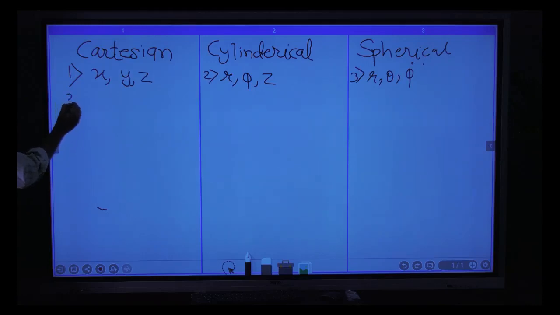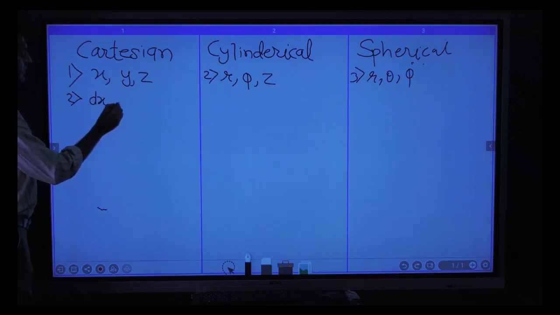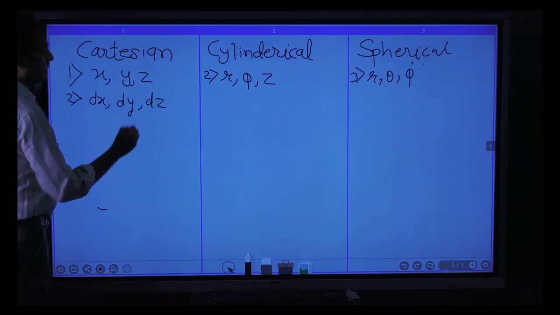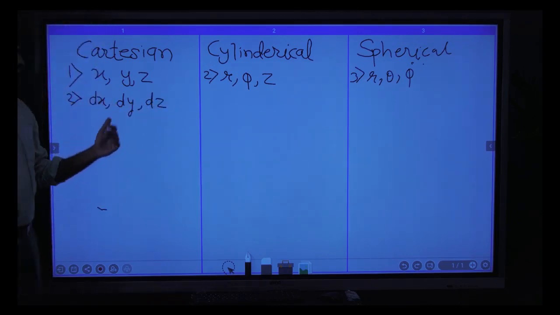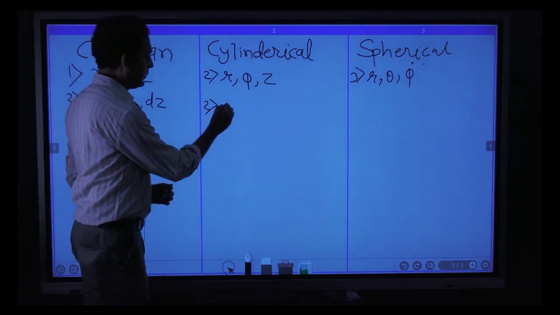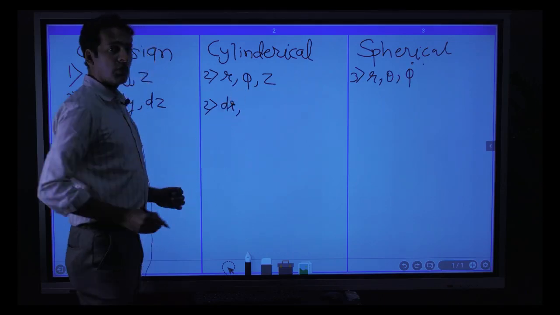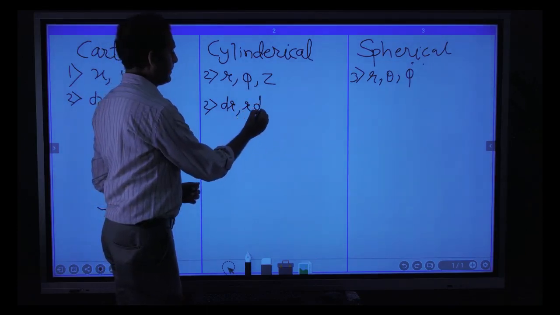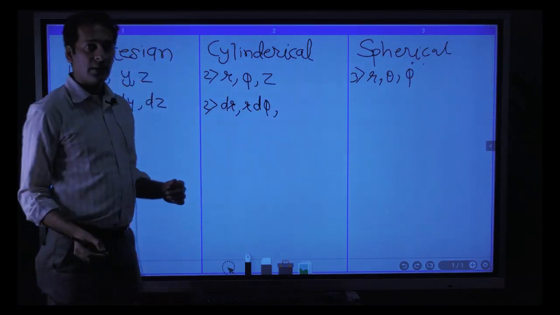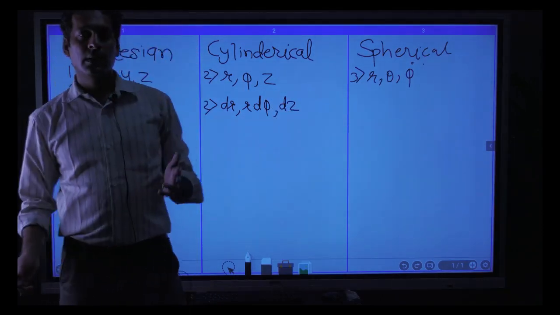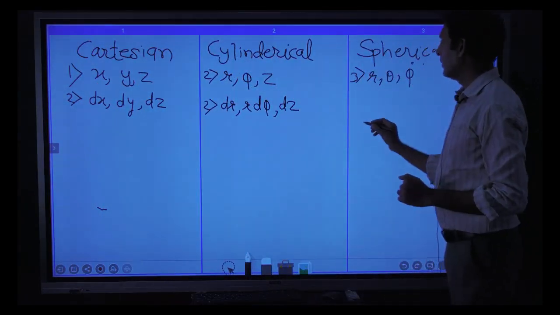Our second point is the differential element. For x it is simple, dx, then for y it is dy, and for z it is dz. Similarly, for cylindrical, for r we write dr. For phi, not d phi, it will be r d phi. So it is r d phi. Third one is as in Cartesian, it is dz.